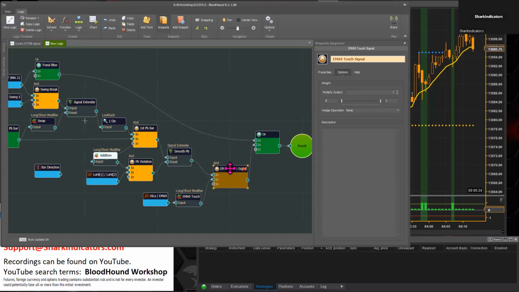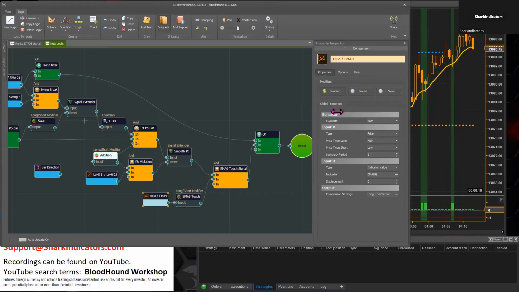So this EMA touch signal, this is where you can change whether you want the EMA9 on the 1 minute or the 5-minute.